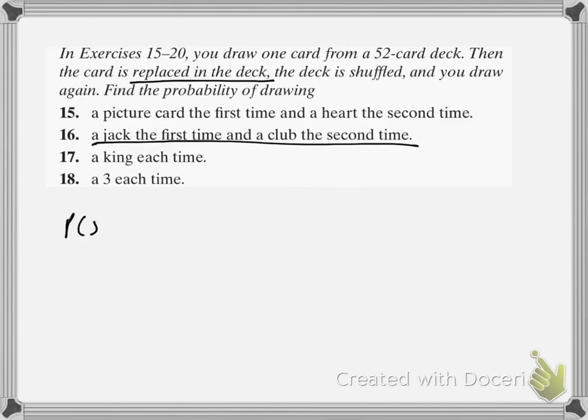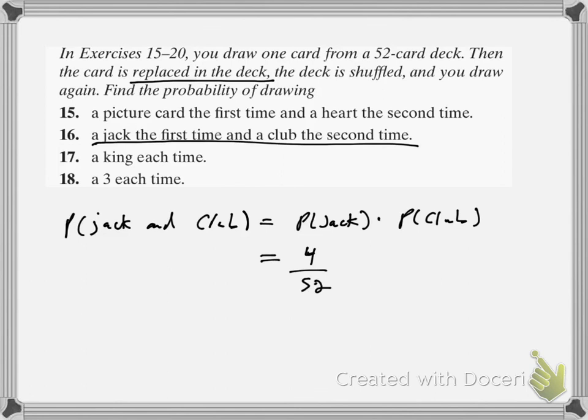So the probability of a jack and a club is going to be the probability of a jack times the probability of a club. So the probability of a jack, there are 4 jacks, so that'd be 4 out of 52, times a club. There are 13 clubs. So this is 1/13 times 1/4, which is 1 over 52.